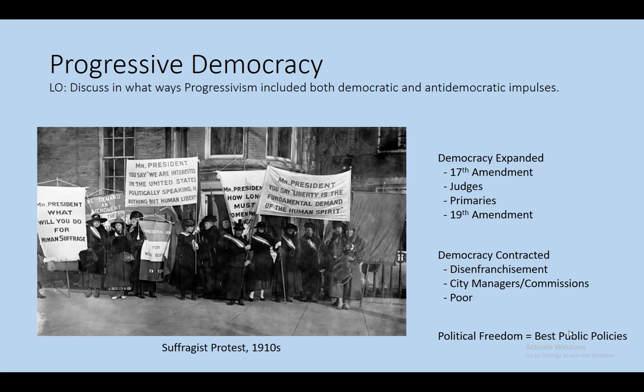So we do see democracy both expand and contract. One way it expanded was through the passage of the 17th Amendment in 1913. The 17th Amendment allowed for the direct election of senators.